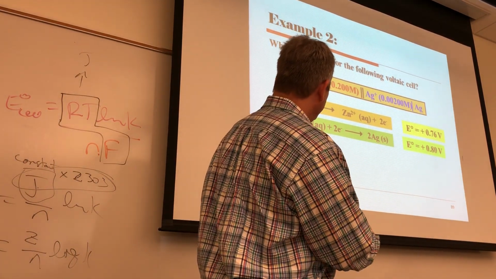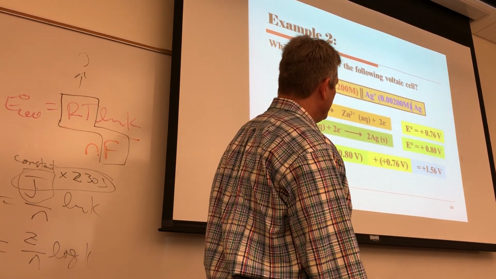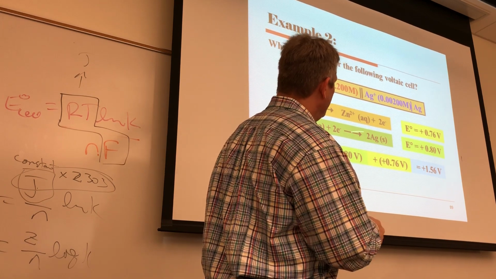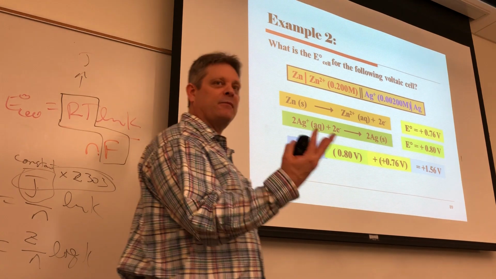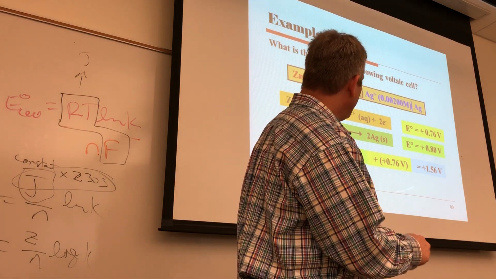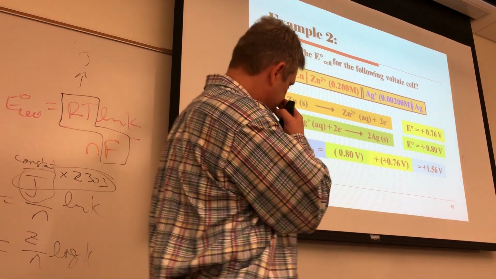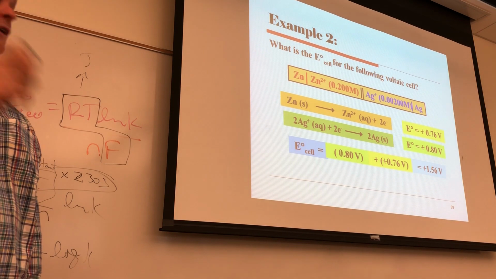So here I have, this is just going to be the addition of these, right? And that's plus 1.56. So we know what about this? So it definitely will move, because it's spontaneous. Right. That should be very straightforward. Now, how do I solve the actual E of this thing? Because this is the standard. This is under standard, that's under 1 molar conditions. Everything is 1 molar here.